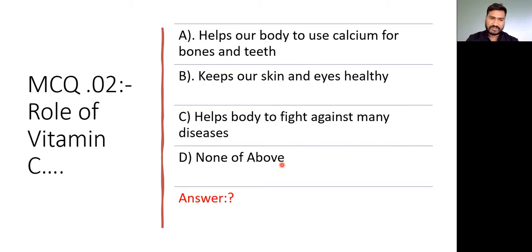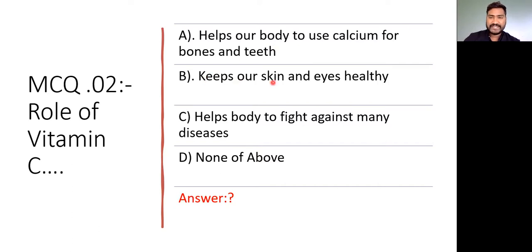Then the second question, which is very important: the role of vitamin C. You know the role of vitamin C. If you have studied vitamin C, you can easily answer this question. The first option: helps our body to use calcium for bones and teeth. You can see the options. This role is associated with whom? Bone and calcium, vitamin D. So this is not the answer.